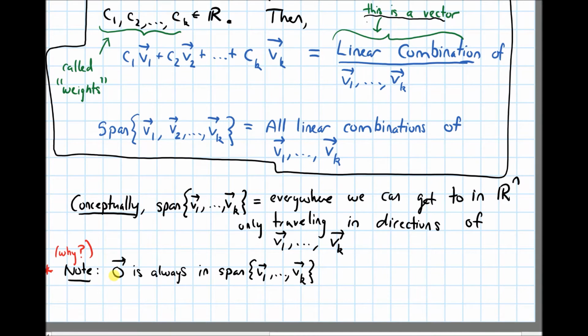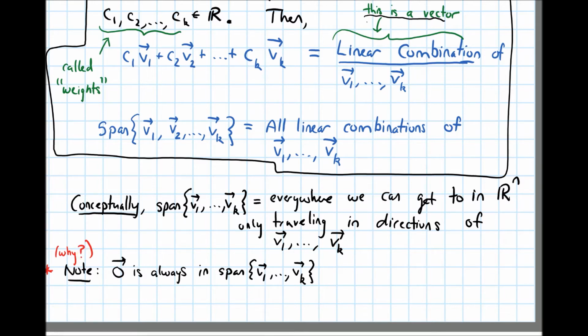So note that the 0 vector is always in the span of v1 up until vk. At this point, I'd want you to pause the video for about 30 seconds and think about why. So 4, 3, 2, 1, pause the video. Okay, so hopefully it's been about 30 seconds and you thought about it a little bit.